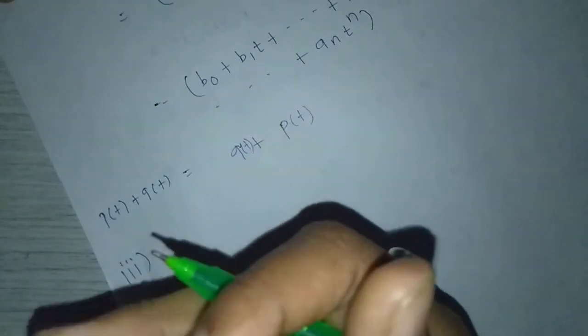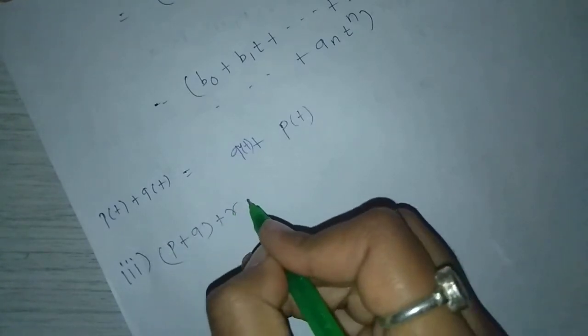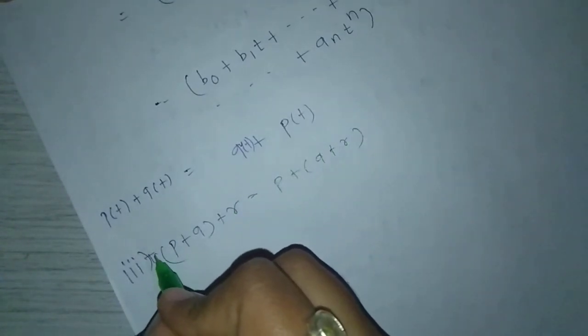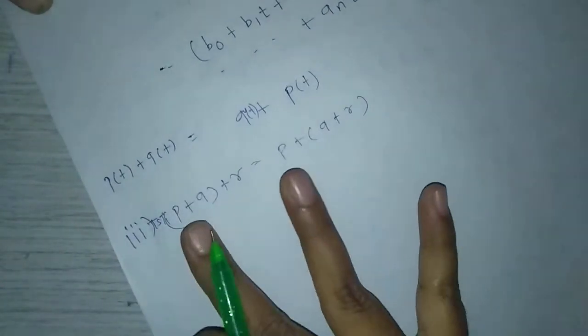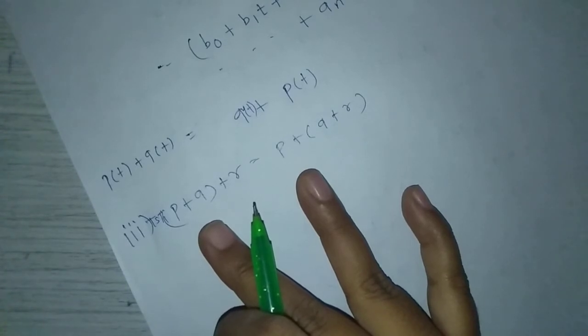Now next is the associativity property. P plus q plus r must be equal to p plus q plus r. This is your exercise. It is easy to show that the associativity property is satisfied in Pn of t.